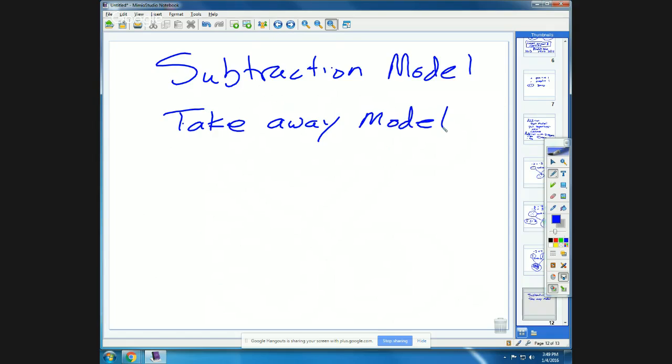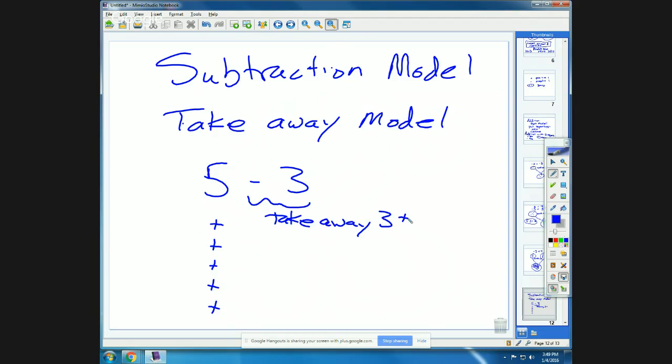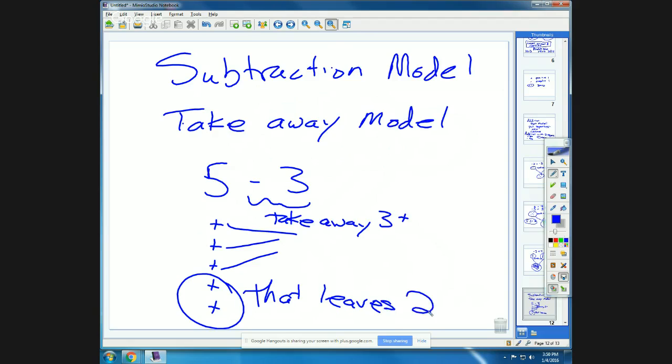So takeaway, again, that's physically remove. And so just a reminder, I could show 5 minus 3 by saying, okay, I have 5 things that could be pluses. And then subtract means take away 3 of them. And that really is a positive 3 sitting there, right? And taking away a positive 3. So that means I have to take away 3 pluses. Sure. I'll take that one, and that one away. That leaves 2. Boom, done. No problem.